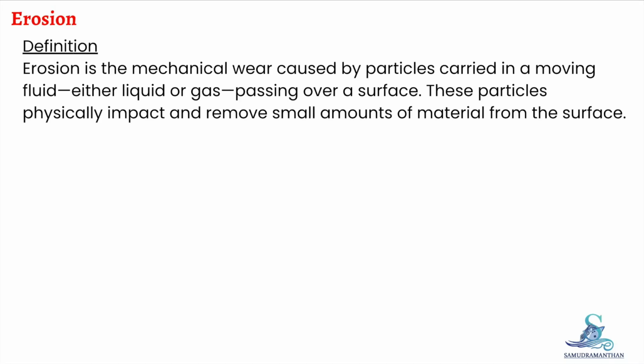Erosion is different from corrosion. Erosion is the mechanical wear caused by particles carried in a moving fluid, either liquid or gas, passing over a surface. These particles physically impact the surface and remove small amounts of material. Unlike corrosion, erosion is not a chemical process, it is purely mechanical.